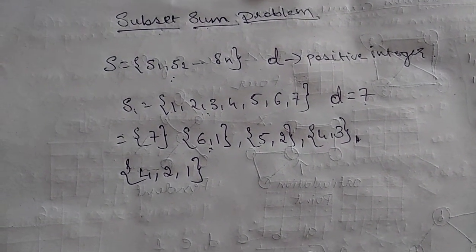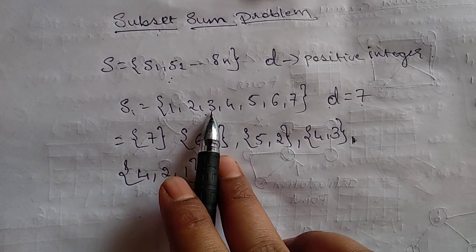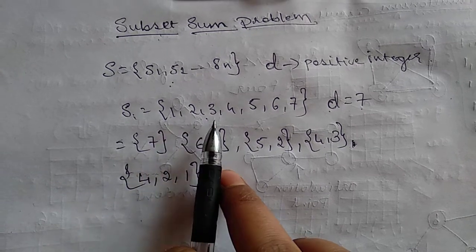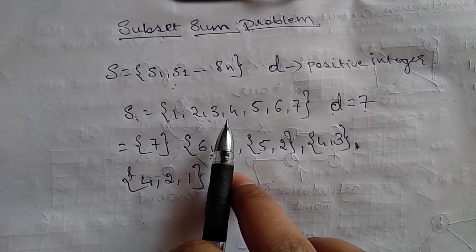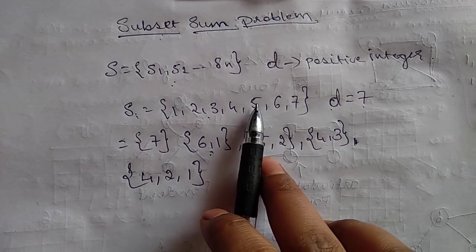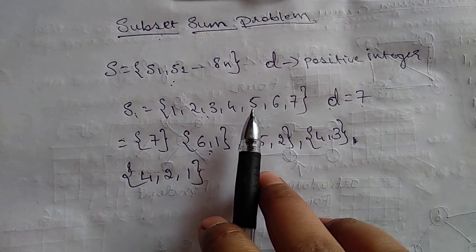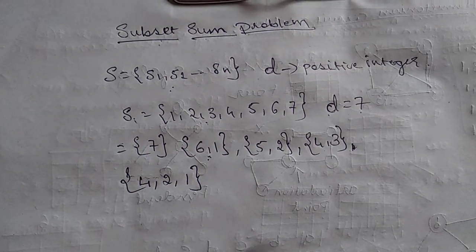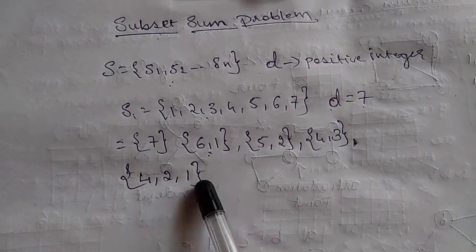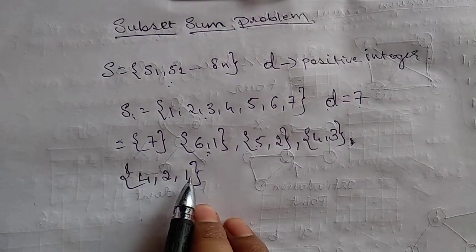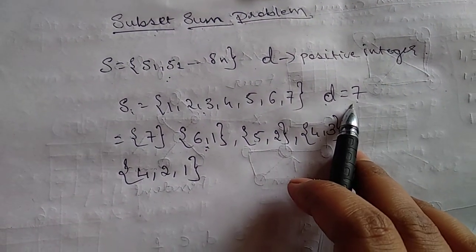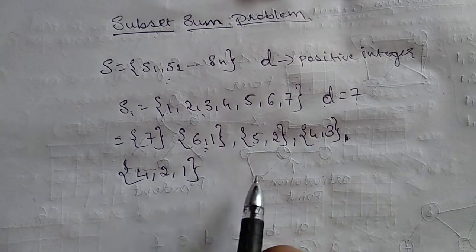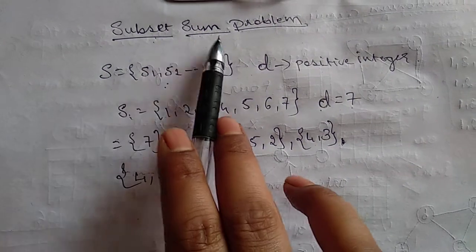Yes. Then any other possibility? 3 plus 2 plus 1, it is 6. No. Then 4 plus 3, it is 7. Then 4 plus 2 plus 1, it is already done. 5 plus 2, already done. Then 6 plus 1, already done. Yes, these are the possibilities. Here 1, 2, 3, 4, 5. These are the 5 subsets which give you the sum 7 from this set. Okay. This is your subset sum problem.